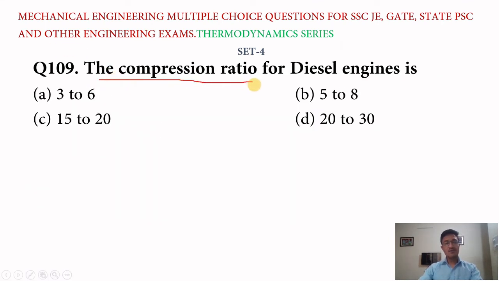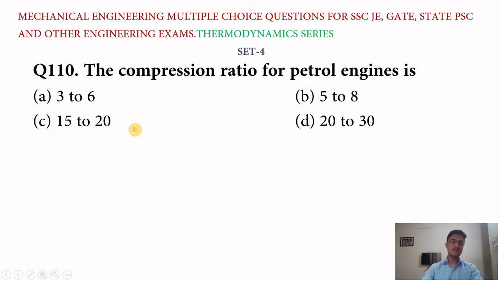The compression ratio of diesel engines is, this is the most popular question and the most basic question. The compression ratio for the diesel engine is option C, that is 15 to 20. This is the compression ratio for diesel engine. And the next question is the compression ratio of petrol engine is, that is 5 to 8. Option B is the answer. This is the most basic question of thermodynamics. Let's move to the next question.